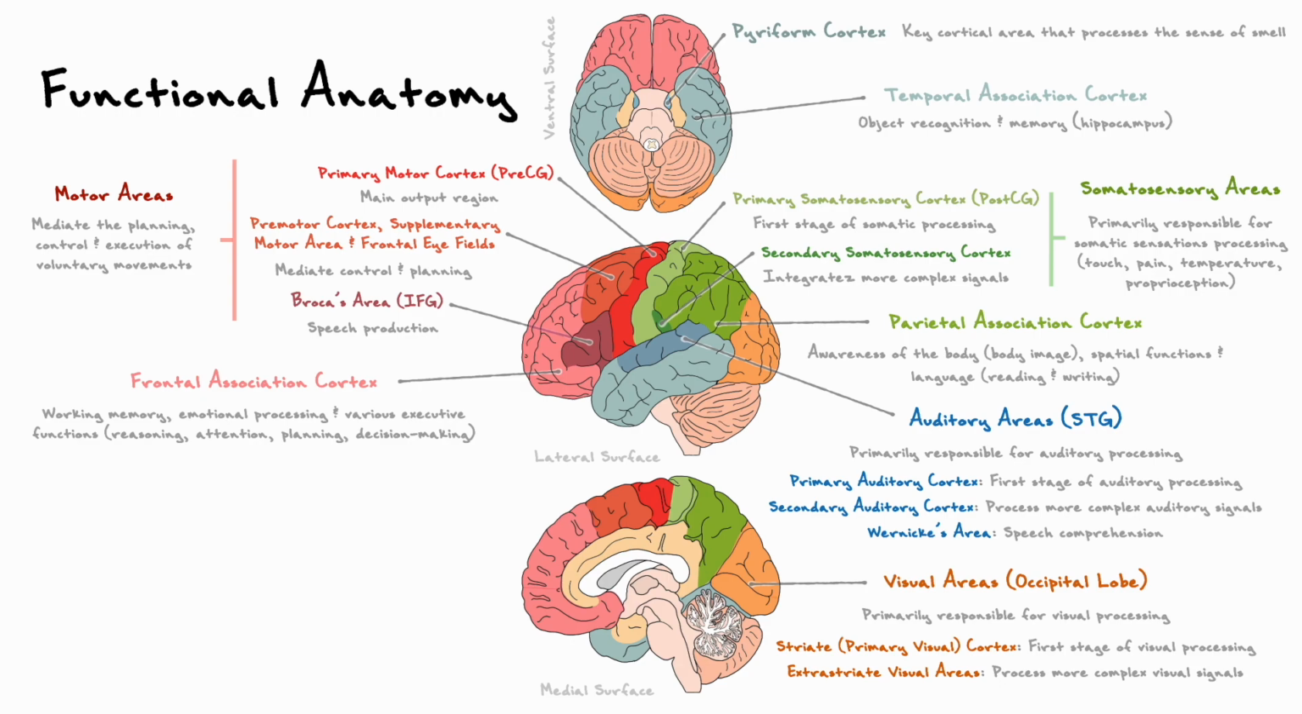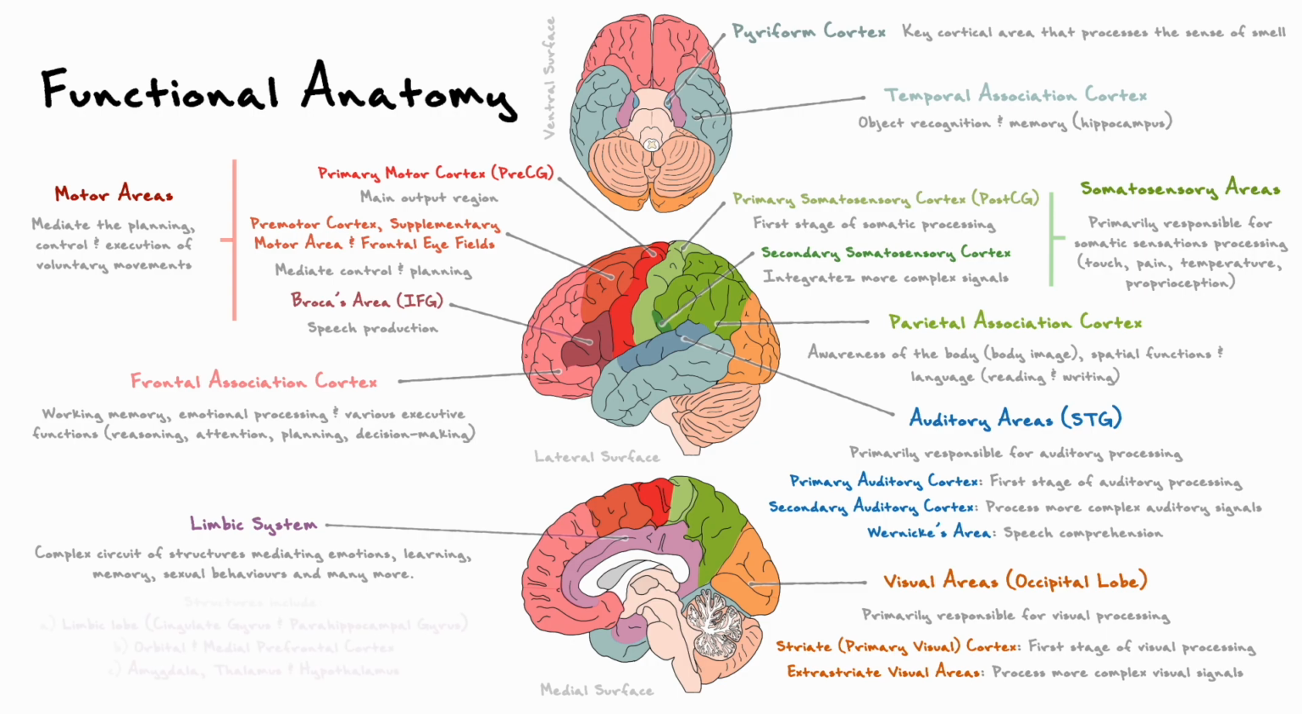The last functional region that I want to point out in this diagram is the limbic system, which can be best seen on the medial surface. The limbic system is a complex circuit of different structures that mediates our emotions, some forms of learning and memory, our sexual behaviors, and many more. Some notable structures that participate in this circuit include the cortical regions of the limbic lobe, so the cingulate and parahippocampal gyrus, the medial and orbital frontal cortex, the amygdala, the thalamus, and the hypothalamus.